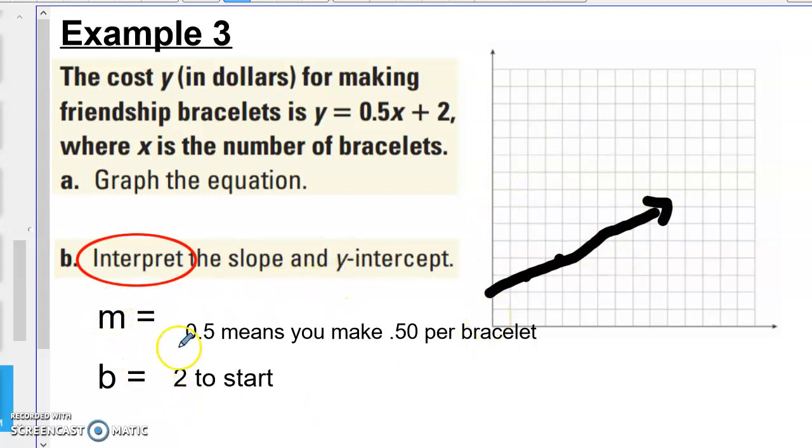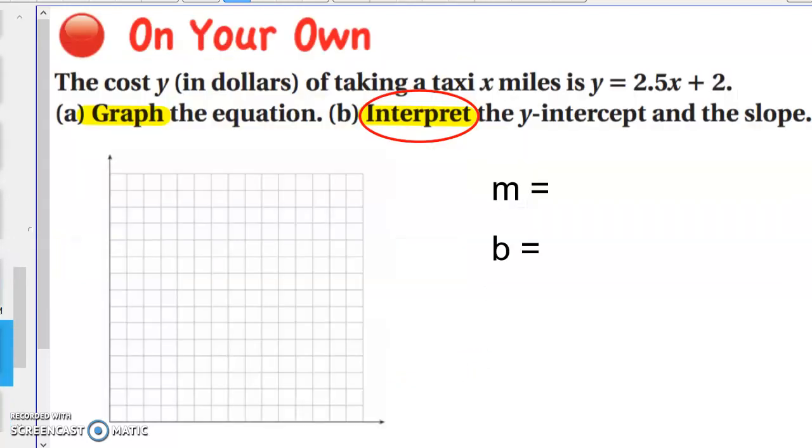Now, interpreting the slope and the y-intercept. Well, what the slope means is you're going to be making 50 cents per bracelet. And what does the 2 mean? The 2 means that you're going to start with $2, and then you're going to make 50 cents per bracelet, and that's what that real-life application would be for this.